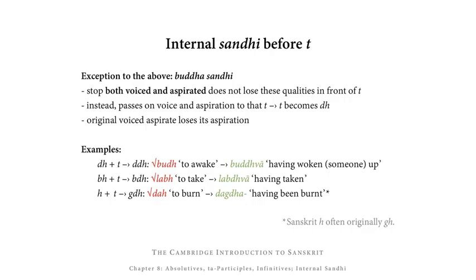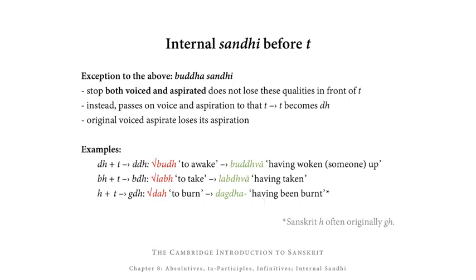To look at some examples, budh, meaning to awake, ends in dh, a sound that is voiced and aspirated. This dh passes on both the voice and the aspiration to the T, and itself loses its aspiration, and so dh plus t result in ddh, and so we have an absolutive buddhwa, meaning having woken up, having woken someone up. And from this, of course, we also get the ta participle buddha, so the Buddha literally being the one that has been woken up, or less literally, that has found enlightenment, that has been enlightened.